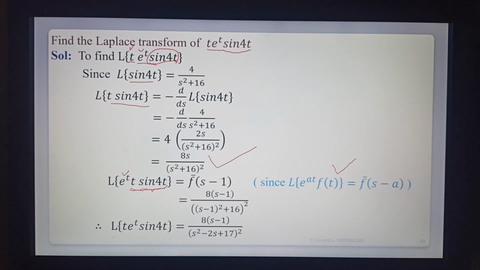So therefore the required value is 8 into s minus 1 by s square minus 2s plus 17 whole square. This is the required value. So this model problem is an important long question.